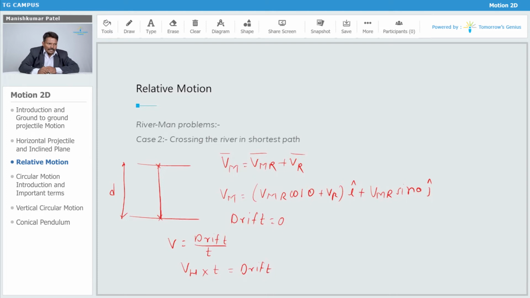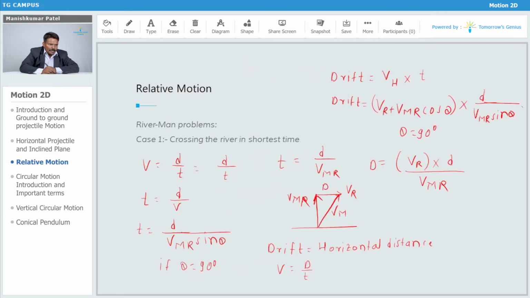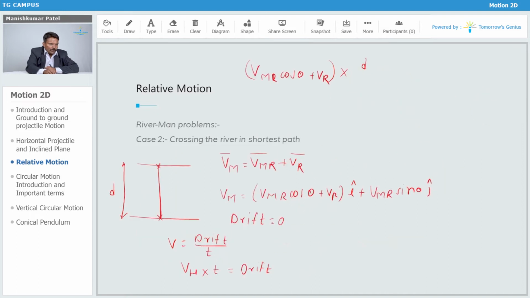The velocity in the horizontal direction, which we have written already, I will just write it down over here. This is your VMR cos theta plus your VR, multiplied by that time. The expression for the time we have already seen, so this is D upon VMR sin theta. So this term has to be 0.